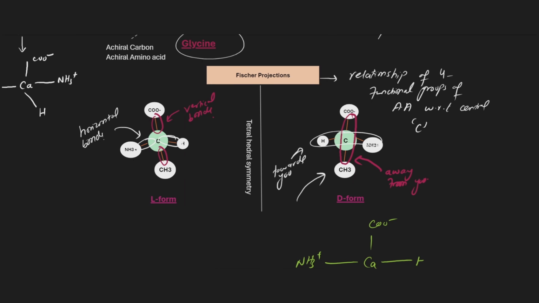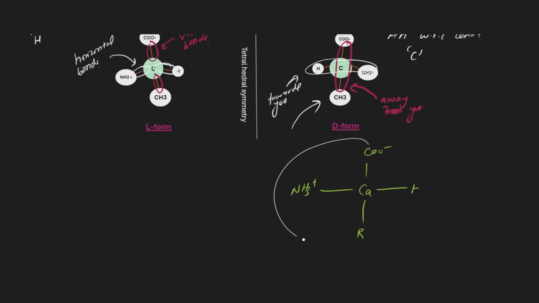The Fischer projections are just here to explain the exact symmetry of the four bonds of the amino acids around the central carbon, and there are two vertical bonds and two horizontal bonds. Vertical bonds are coming out of the plane but away from you. Horizontal bonds are coming out of the plane but towards you. So this is how the amino acid structure actually looks, but you can draw them in the simple planar form, and that is perfectly acceptable.